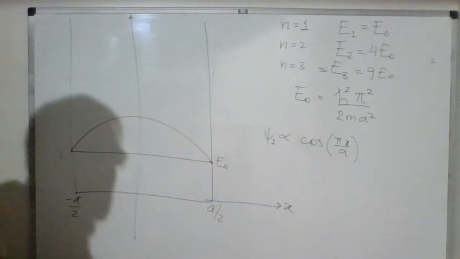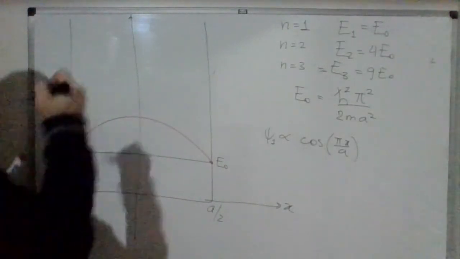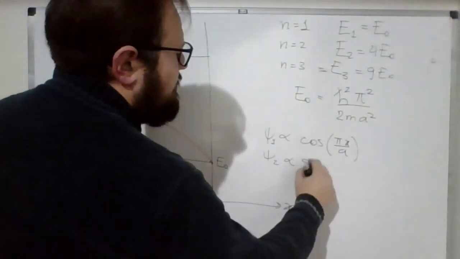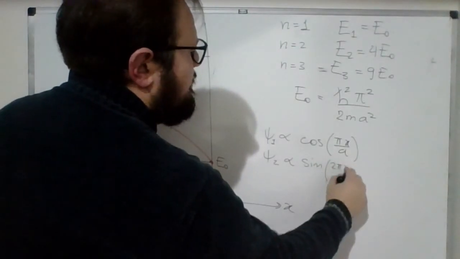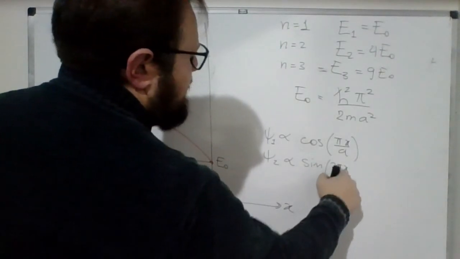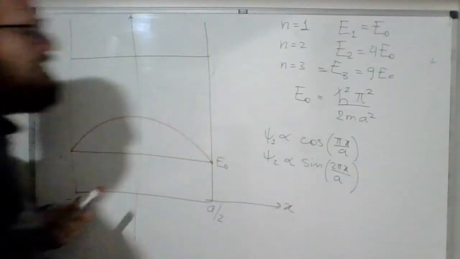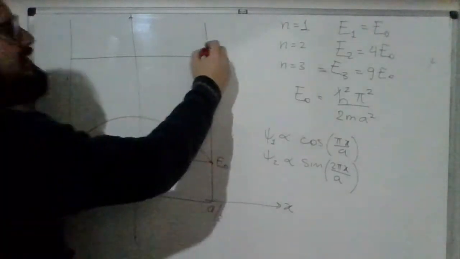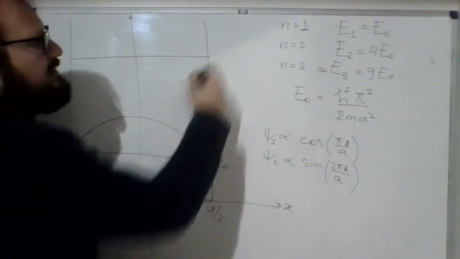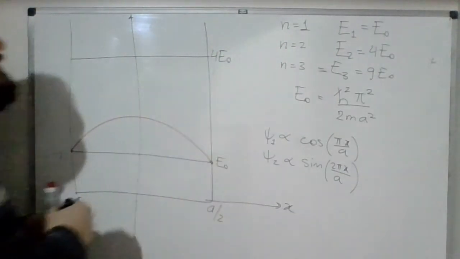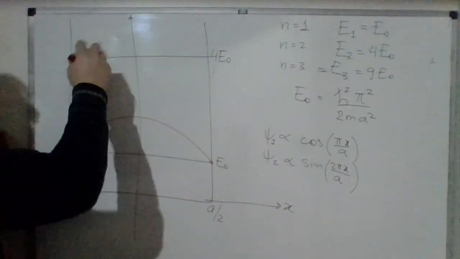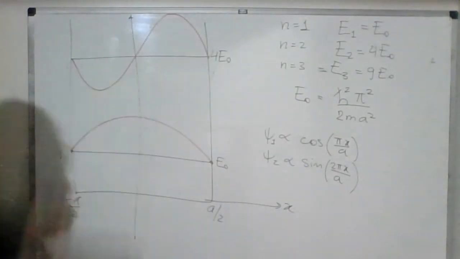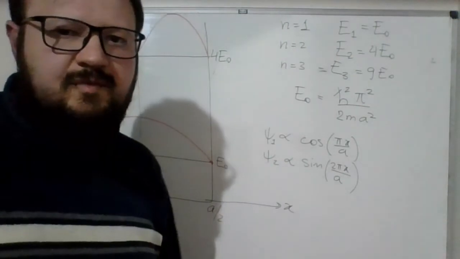All right, if you look at the second solution, it is an odd function which is sine of twice pi times x divided by a. It's an odd solution. It will have the following form. It has a higher energy. Energy is 4 times E0, and you'll have something like this here. All right, this is the second solution in the potential well.